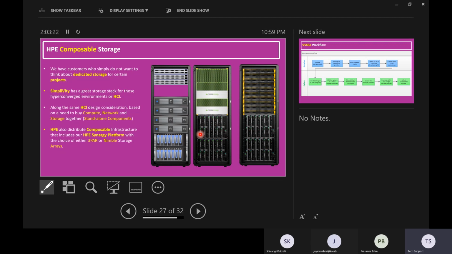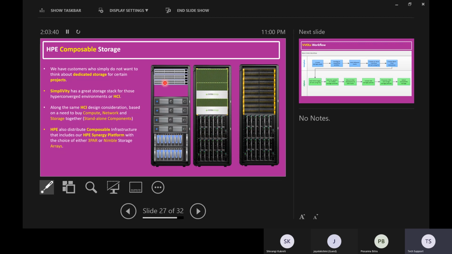Here, above 6 and below 6, 6 plus 6, 12 blade servers in this Synergy frame. This entire one block is called one Synergy frame, and below is another Synergy frame. So that means totally how many servers can we cover? We can cover 24 ESXi hosts.